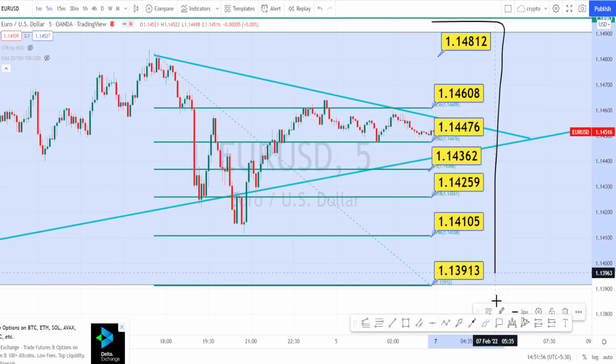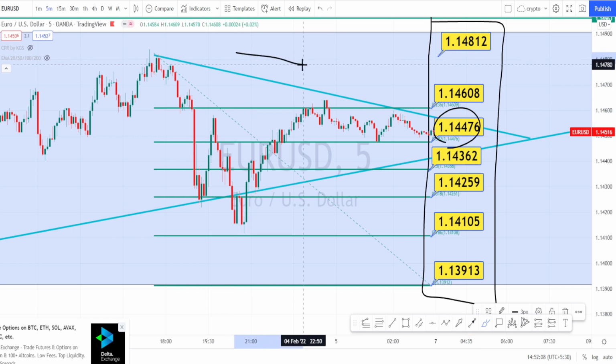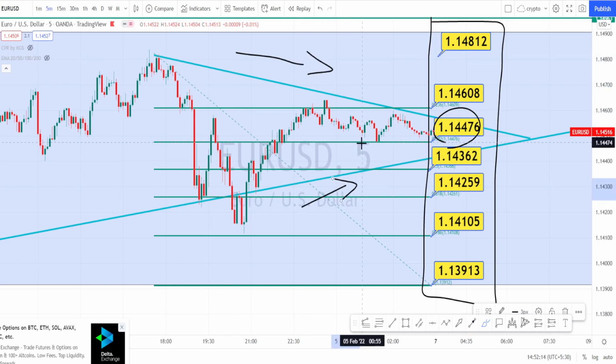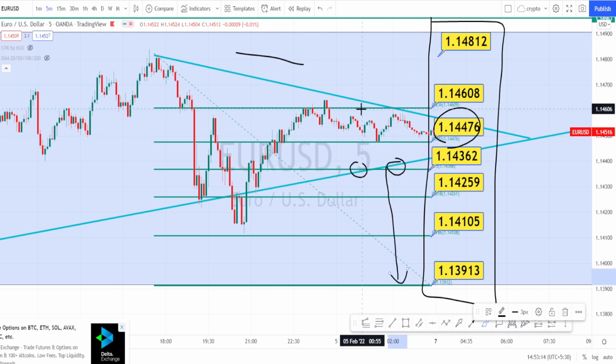Values in yellow color boxes are the support and resistance levels in 5 minutes time frame. Currently the price action is taking support at the support level of 1.14476, and you can also notice that the price action is forming a symmetric triangle pattern, which means there is no direction in the market. Once the price action breaches on the bearish side or on the bullish side, we can expect a directional movement in this currency pair.